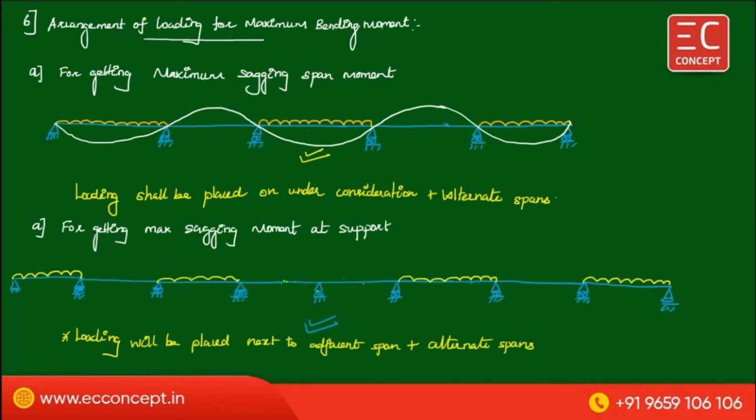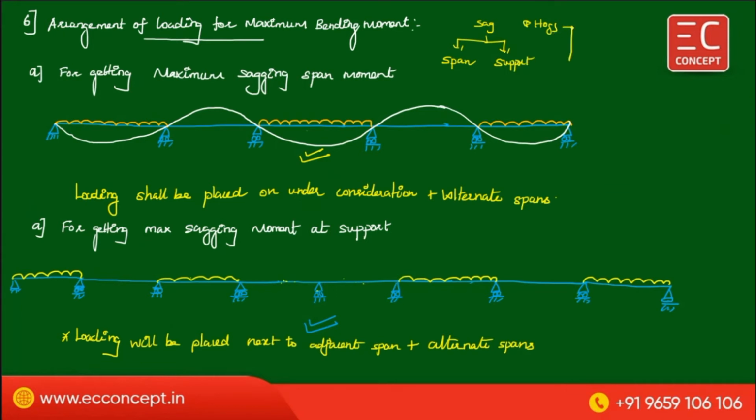And the next one, the sixth one, is arrangement of loading for maximum bending moment. This is somewhat interesting. Arrangement of loading for maximum bending moment. There are two types of bending moment. One is sagging, another one is hogging. For getting sagging span moment, sagging support moment.